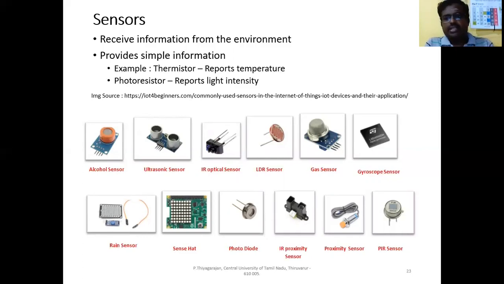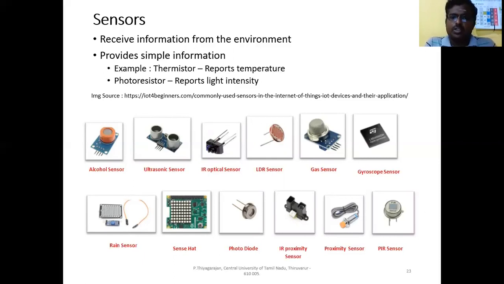In the slides, I have given many sensors, and each and every sensor is designed for only one specific task. There are about 12 sensors given here. We'll discuss each sensor and what it does, in short. For example, an alcohol sensor is used to detect the level of alcohol gas in the air. How much alcohol gas has been mixed in the air will be the output from this alcohol sensor.